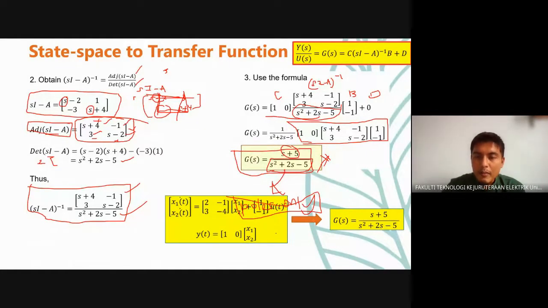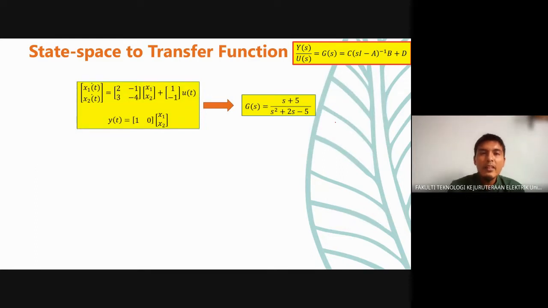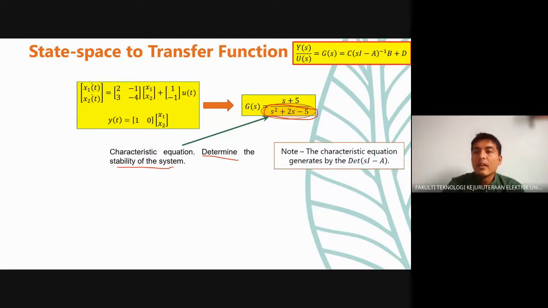In conclusion, if you have this kind of state space, and this is the transfer function you get, based on our derivation, this is what we call the characteristic equation. The characteristic equation determines the stability of the system. And note, the characteristic equation is generated by the determinant of sI minus A only.